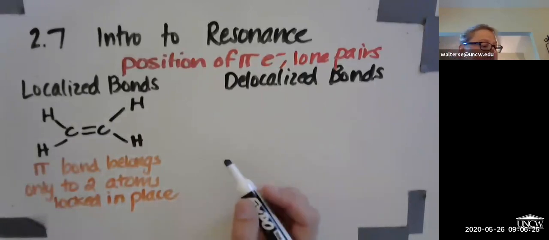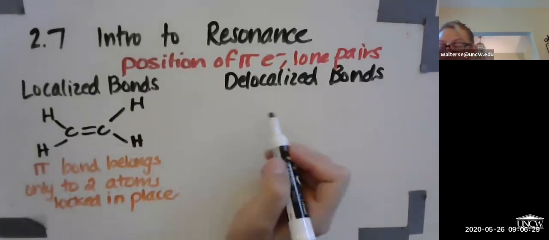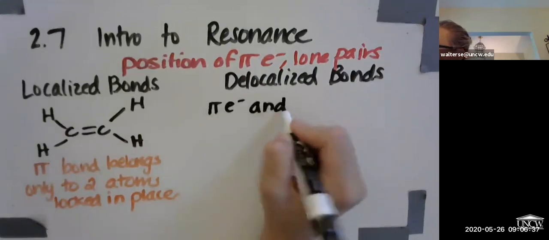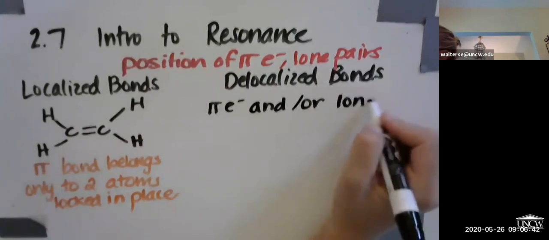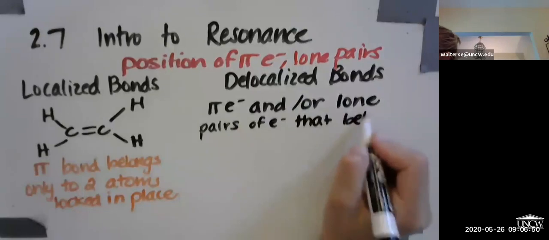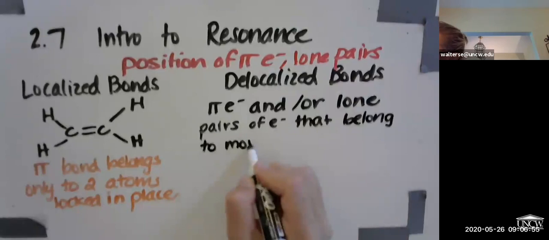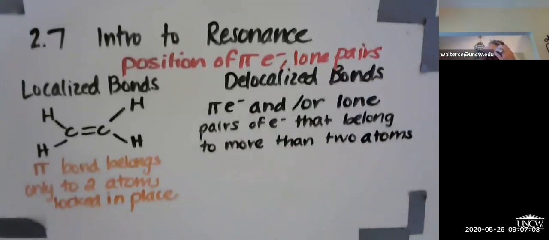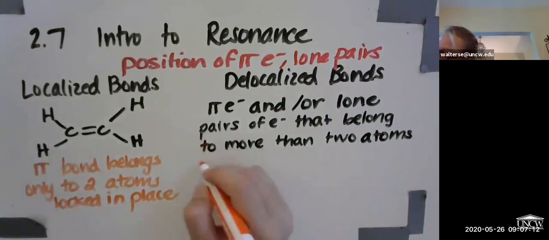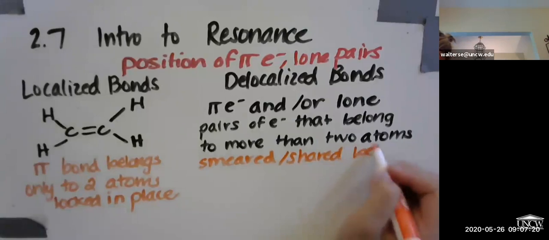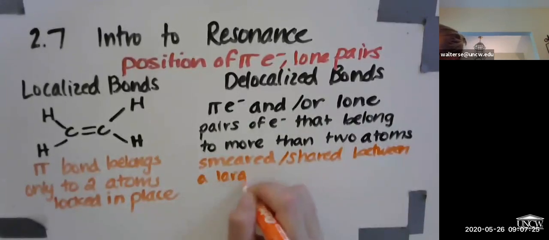Okay. Now, when you have delocalized bonding, and I'll give you an example of it in just a minute, delocalized bonds is when you have pi electrons and/or lone pairs of electrons that belong to more than 2 atoms. So these electrons are not locked in place. They are essentially, you can think about it, almost like smeared out or shared between a larger section or a larger portion of a molecule.